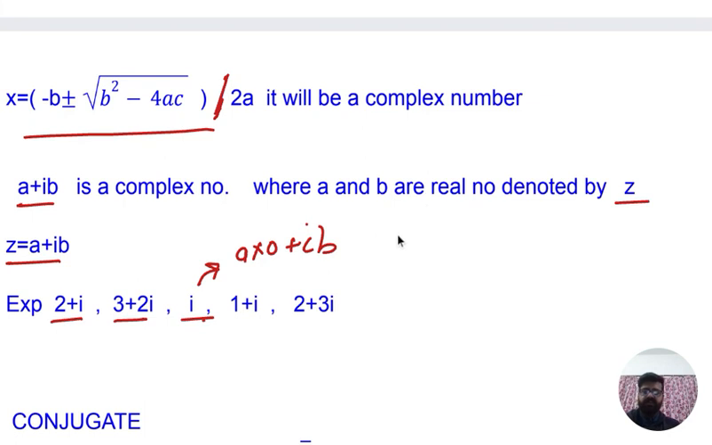Okay, now yes, here a term comes, conjugate. Yes, here you can see a term comes, and what is that? That is conjugate.